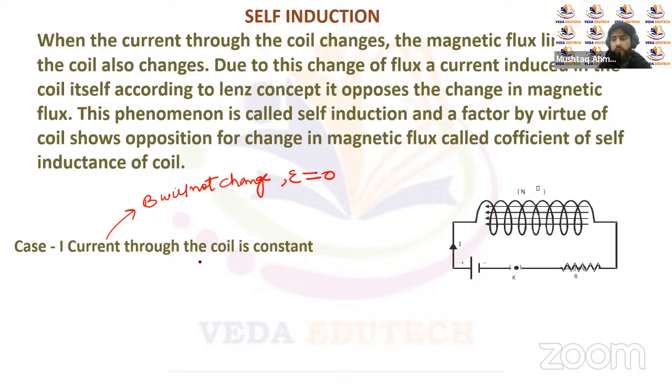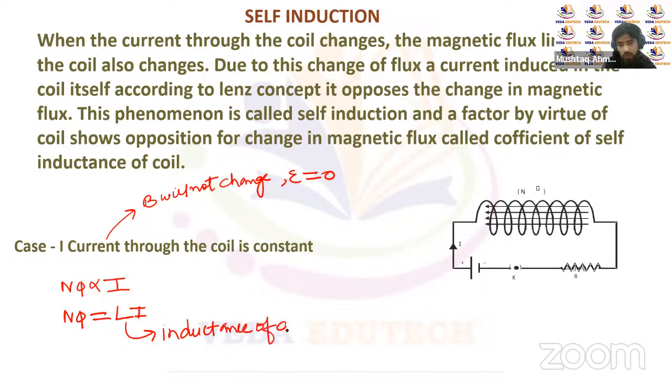Flux will still be linked with this coil, and the flux linked to this whole conductor will depend upon the number of turns in this coil also, right? And the current flowing through this circuit. So if N times phi is the flux through this conductor, it will be directly proportional to the current flowing through this circuit, right? We can replace this proportionality with a constant, that's L, and this L we call the inductance of a coil, right?